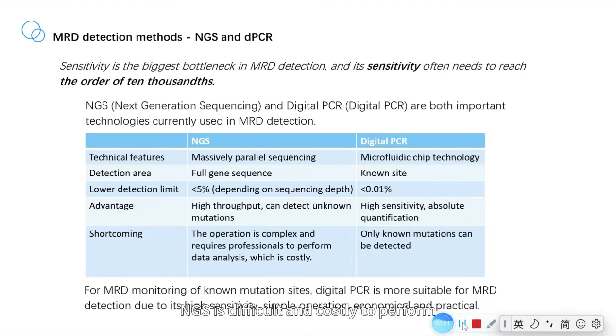However, NGS is difficult and costly to perform due to its complicated experimental operations. It is difficult to achieve dynamic monitoring of patients' MRD. Compared with NGS, digital PCR has higher sensitivity and lower cost. It can be suitable for early detection of MRD, and it is easier to realize dynamic monitoring of the entire process. Therefore, when the tumor mutation site is known, we recommend the use of digital PCR for MRD detection.